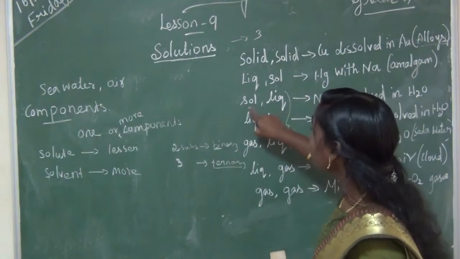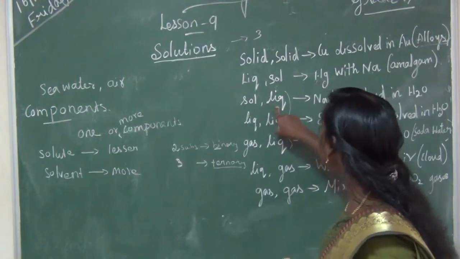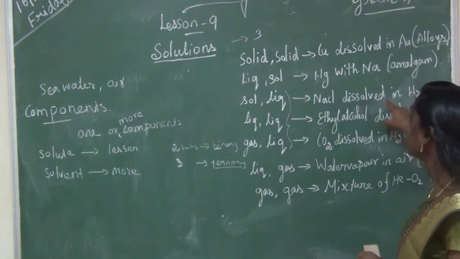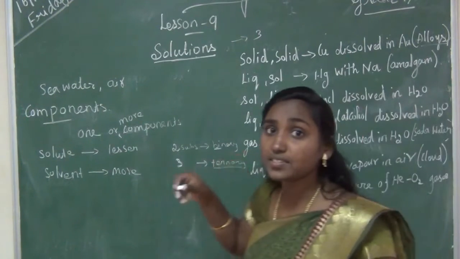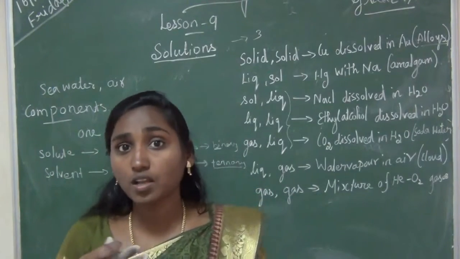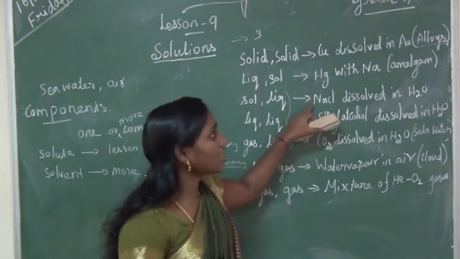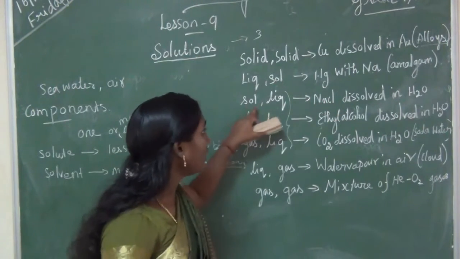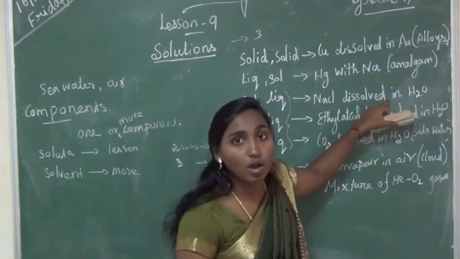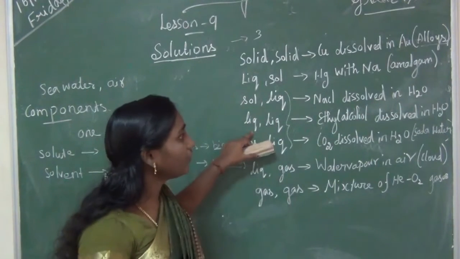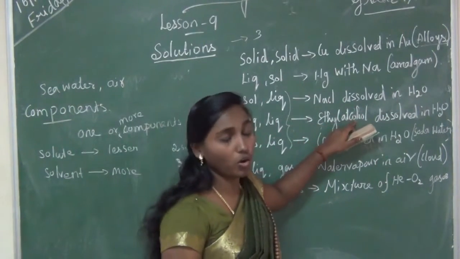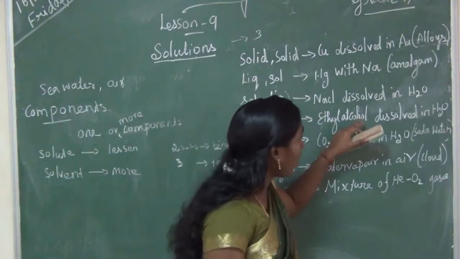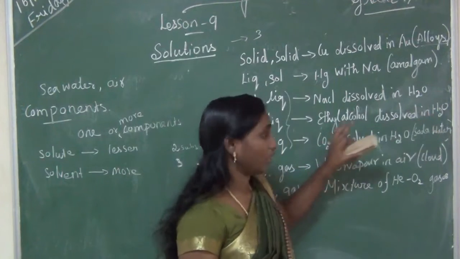Okay, then liquid: when solid is combined with liquid, example, sodium chloride dissolved in water. Sodium chloride means the common salt. Normally we use ordinary salt in our homes, no? So that is sodium chloride, NaCl. So solid with liquid, sodium chloride dissolved in water. Then liquid with liquid example, ethyl alcohol. This is like water, okay, a liquid compound. So ethyl alcohol dissolved in water.